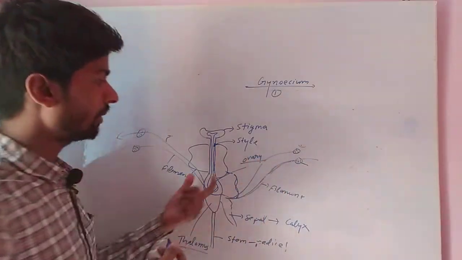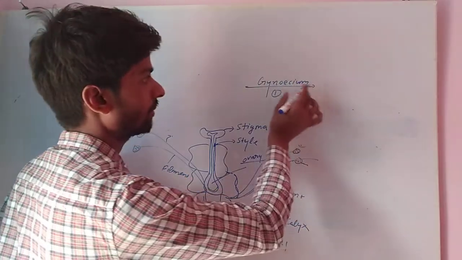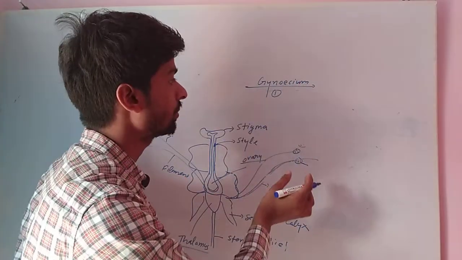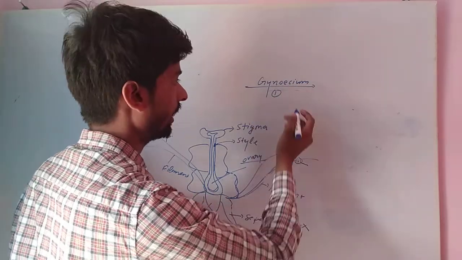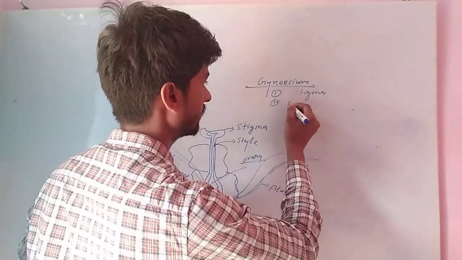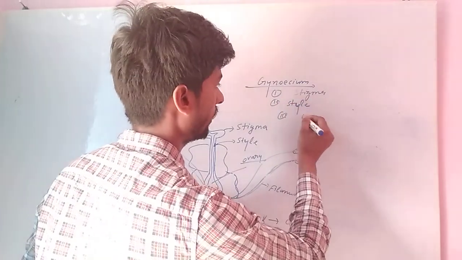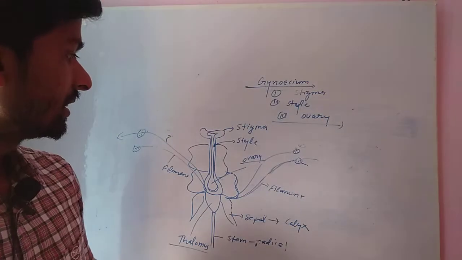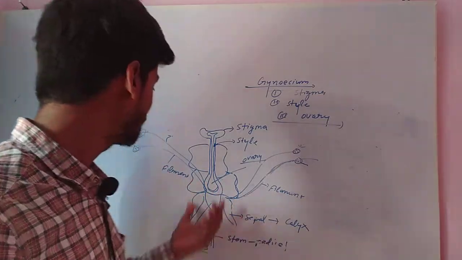So this is the female part of the flower. We can say here that the female part of the flower is the gynoecium. In this there are three parts: the first is known as a stigma, second style, third ovary. So these are all the parts of the flower that we have seen here.